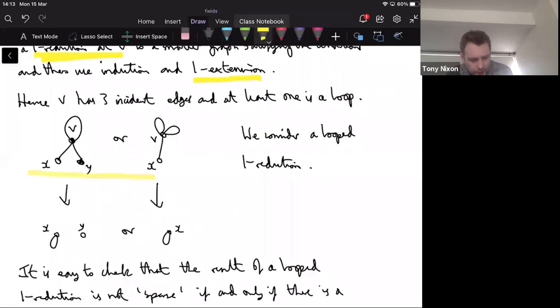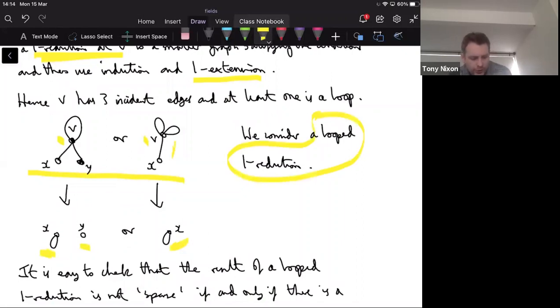So we have one of these pictures. We have a vertex, I've changed the letters, sorry, from what I had 5 minutes ago. So I have a vertex V with three incident edges. It's either two edges and a loop or two loops and an edge. And what I want to do is delete V and its three incident edges and loops and add a loop at a neighbor. So if it's only got one simple edge, my only option is to add a loop at X. If it's got two, I've got two options. I could either do this one or I could have added a loop at Y instead. And call this a looped one reduction.